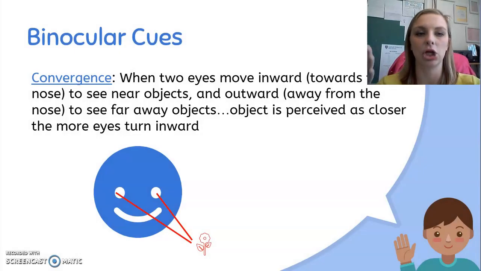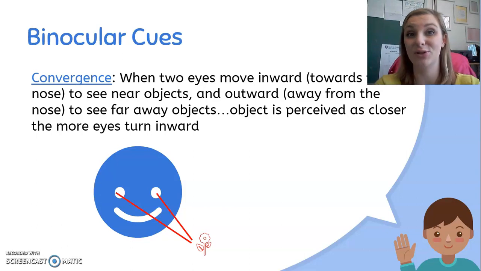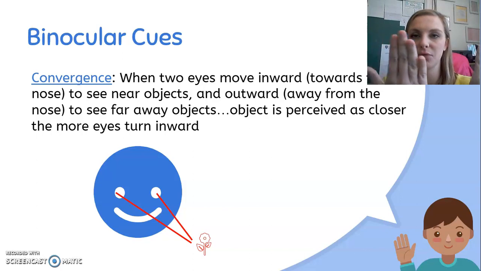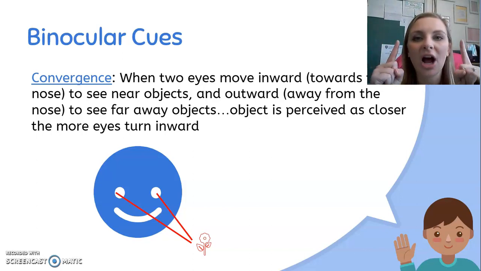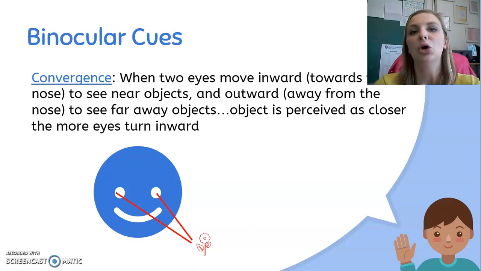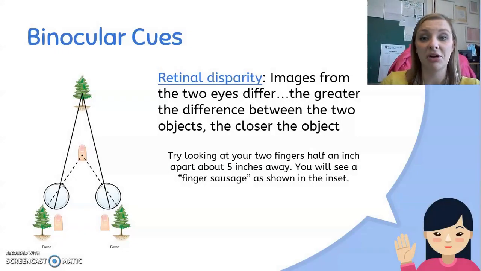Okay, binocular cues are the idea that we need both eyes to determine these cues. So if you cover one eye, you won't be able to determine these cues, okay? The first is convergence. So this is the idea that when you move something closer and closer to your face, your eyes, your retinas, and your irises are going to move inward. Basically, you're going cross-eyed when the object is closer to you. And then when something is farther away, your eyes are going to move outward from your nose to see those faraway objects. The next is retinal disparity.